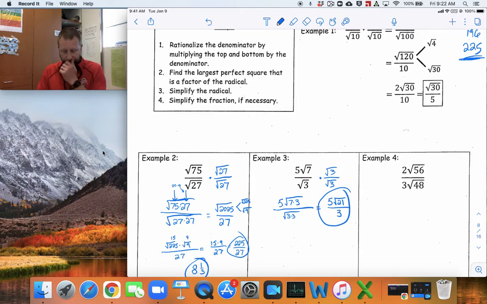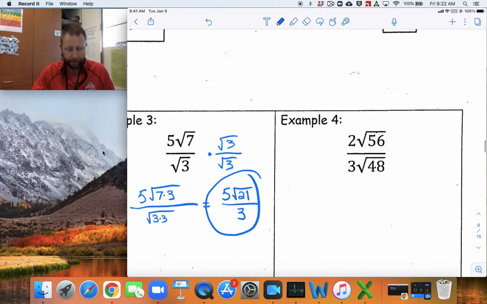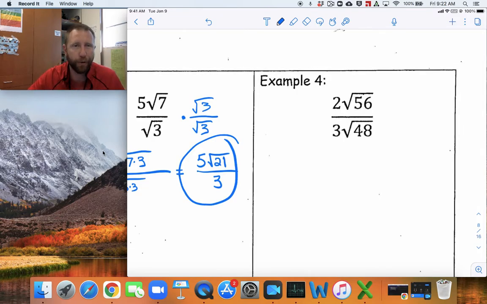Okay. For example number 4, same thing. Radical 48 on the bottom. Can't have an irrational number in the denominator, so I'm going to multiply both the top and the bottom by radical 48.